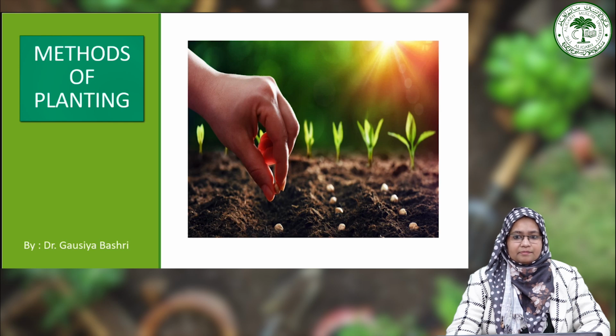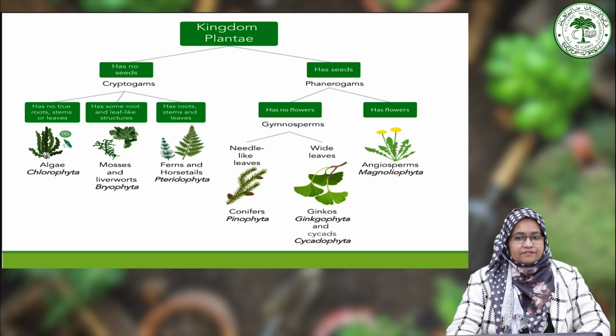Today we'll learn about methods of planting common plants in garden. First, I am going to discuss various categories of plants. As in this figure, we can see plants are grouped under algae, bryophytes, pteridophytes, gymnosperms and angiosperms.